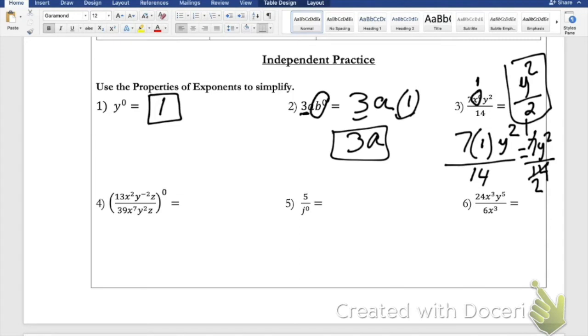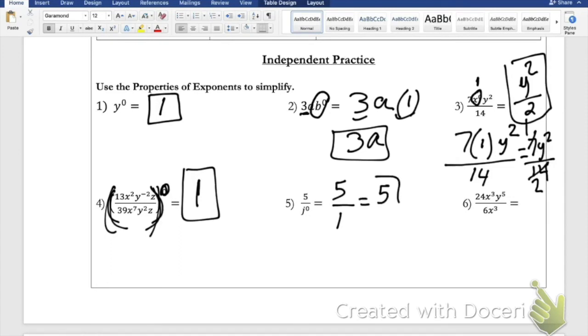Okay? Number 4. In number 4, notice how you have these parentheses, and everything inside the parentheses is raised to a 0. So, though this kind of looks intimidating, because everything here is raised to the 0, we know that the answer will be 1. So, 1. Number 5, you have 5 over j to the 0. 5 is 5. J to the 0 will give us a 1. 5 over 1, I can simplify that to just a 5. This here is my final answer.